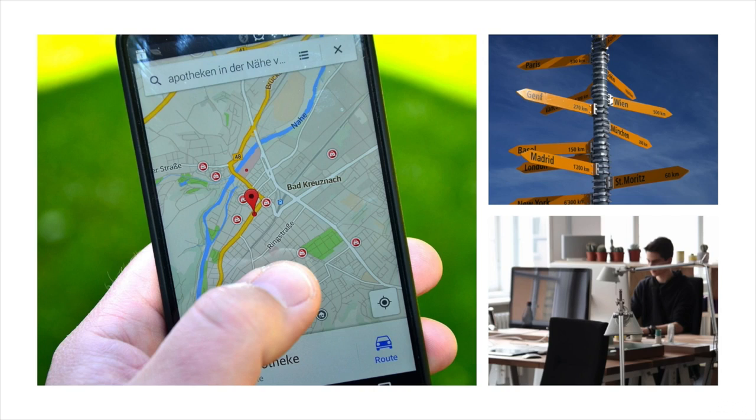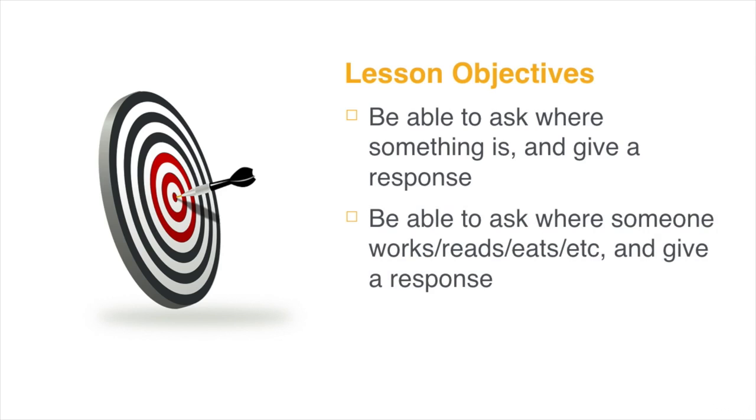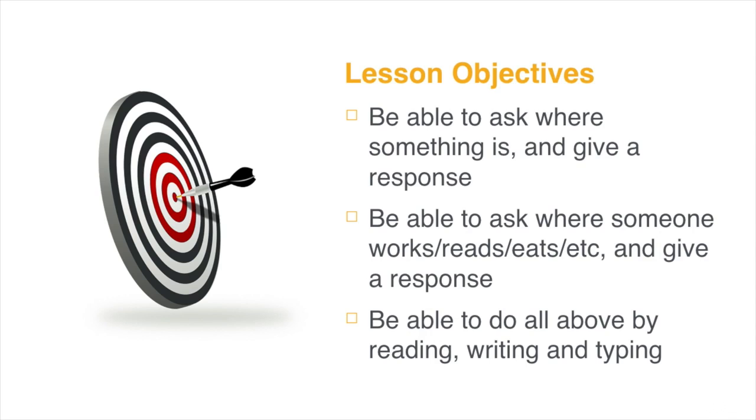Yeah, because if you're lost in China and if you don't have cell phone signals, if you don't have a map, then it's important to be able to ask for directions, right? So the lesson objectives are to be able to ask where something is and give a response. To be able to ask where someone works, reads, eats, etc. So to be able to talk about where an action is taking place and give a response. Right? So we want to learn how to describe where something is and where an action is taking place. And of course, to be able to do all the above by reading, writing, and typing.